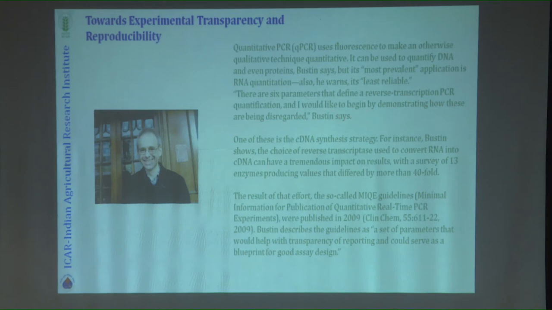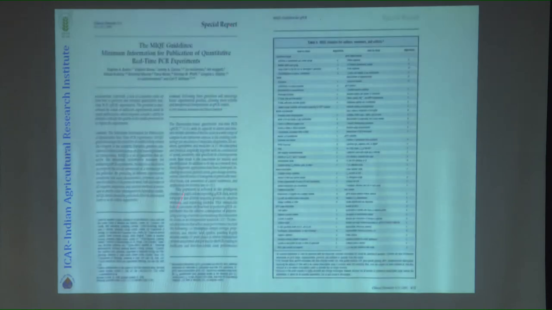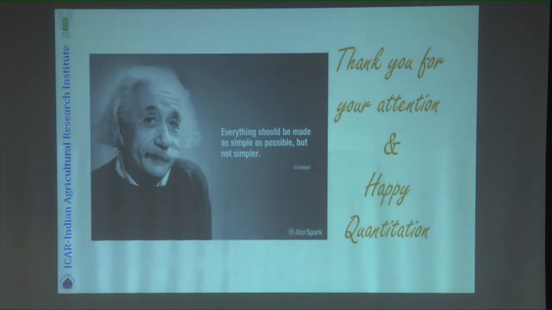And then he said the cDNA synthesis strategy could also go wrong, and then finally you will end up making a mistake in qPCR. This paper, Minimal Information for Publication of Quantitative Real-Time PCR Experiments, is very, very important. It is available freely on the World Wide Web, the internet, so you can download and read. There are several issues which have to be considered by each one of us when we are using a qPCR measurement. So this is now being introduced.